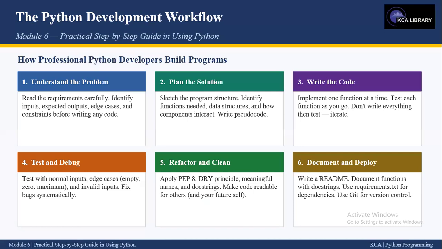Step 5 is to refactor and clean. Apply the PEP 8 convention, the DRY principle, meaningful names, and docstrings to make the code readable. Step 6 is to document and deploy. Write a README file. Document functions with docstrings, list dependencies in a requirements.txt file, and use Git for version control.